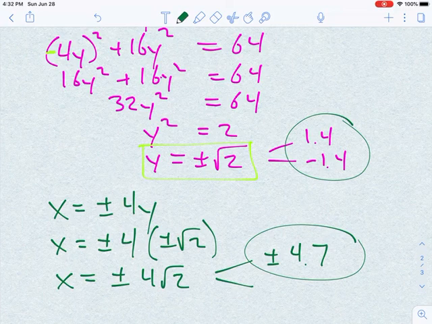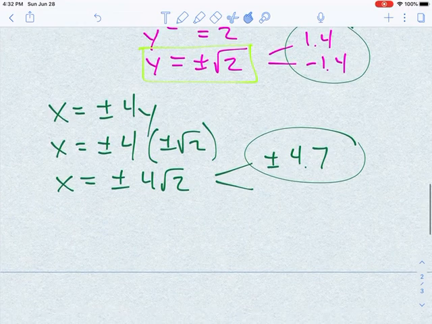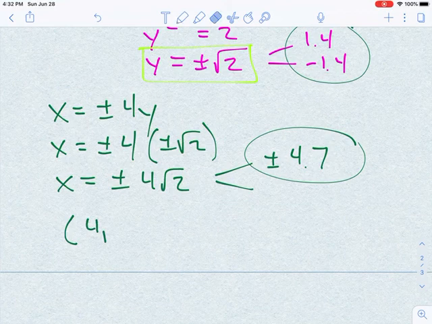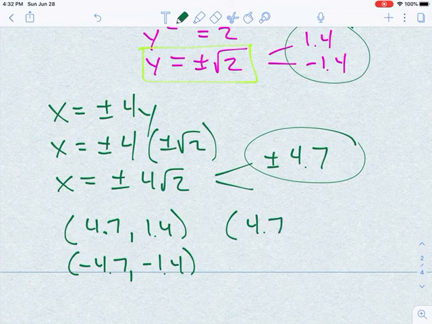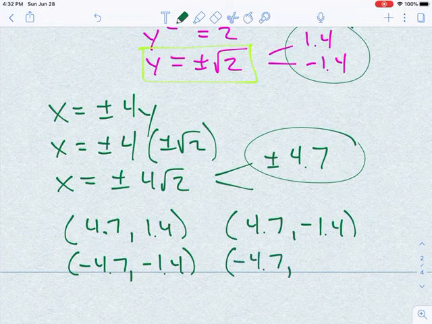So that means we have 4 answers, correct? We have 5.7, 1.4, where they're both positive; negative 5.7, negative 1.4; and then we have a 5.7 and a negative 1.4; every possible combination of pluses and minuses, and negative 5.7 and a positive 1.4. So those are the 4 answers.